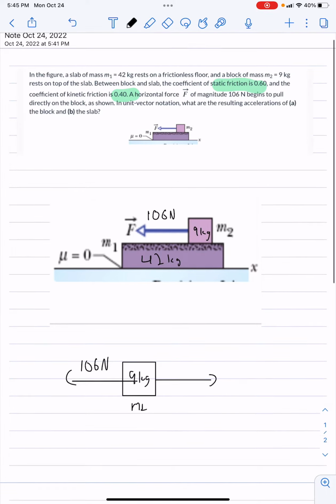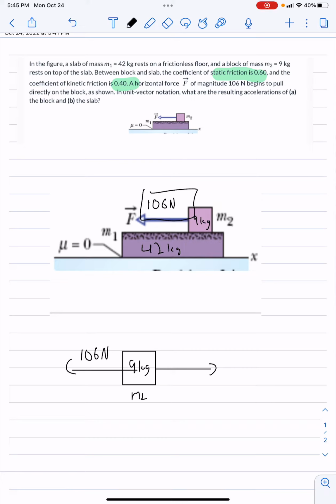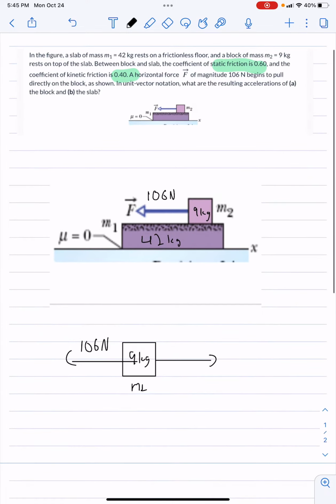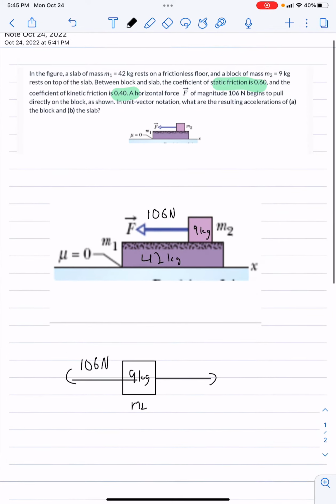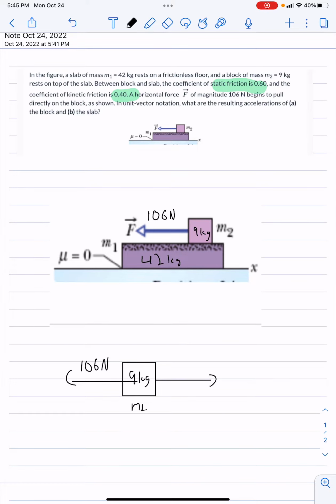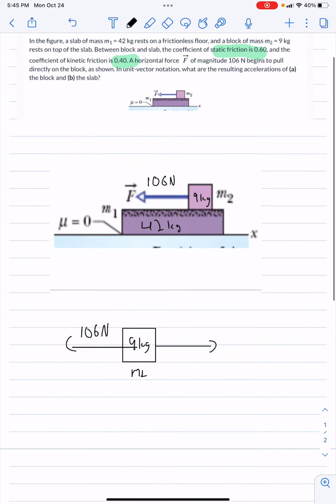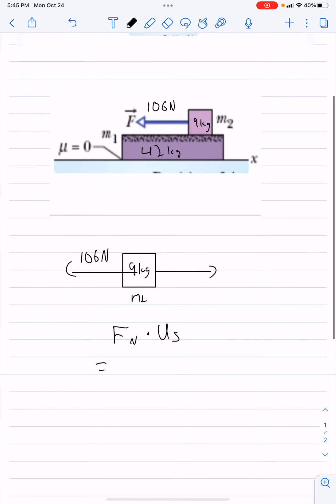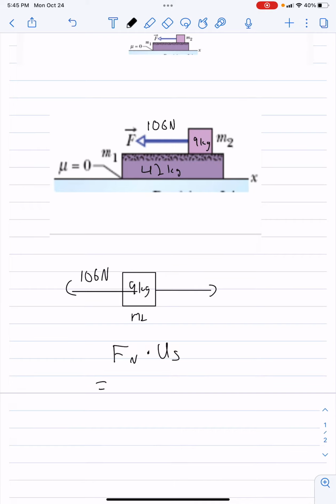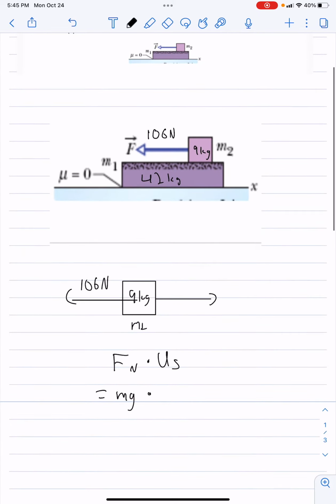The reason for this is we want to know whether or not this force of 106 newtons is enough to get the block moving. So the first thing we need to figure out is the static friction. How much force do we need to get the block moving? So that's going to be the normal force of the block multiplied by the coefficient of static friction. The normal force of the block is simply mg times the coefficient of static friction, which is 0.6, which is equal to 9 times 9.8 times 0.6.